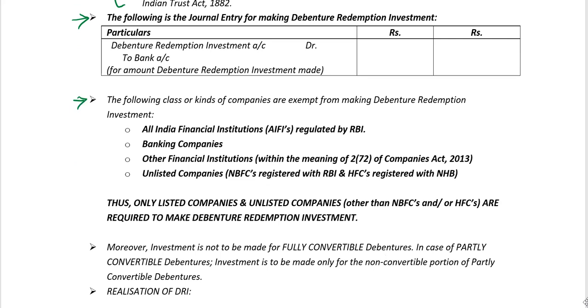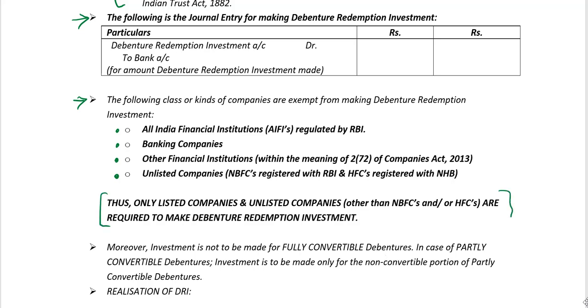The following class or kinds of companies are exempt from making debenture redemption investment. All India financial institutions regulated by RBI, all banking companies, other financial institutions within the meaning of Section 2(72) of the Companies Act 2013, and unlisted companies. Those companies are non-banking financial companies registered with RBI and housing finance companies registered with the National Housing Bank.